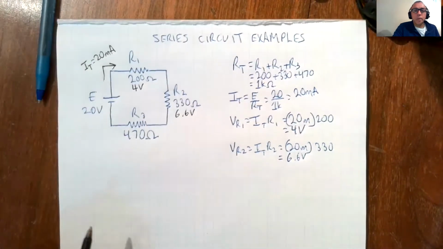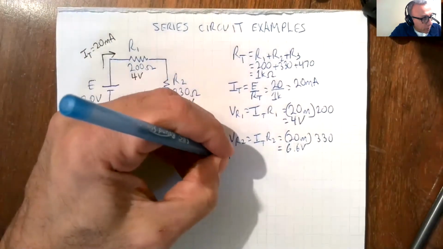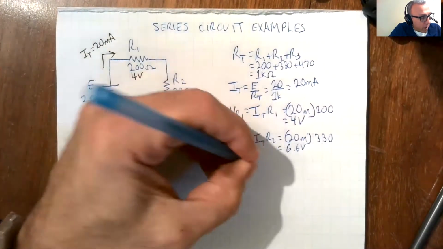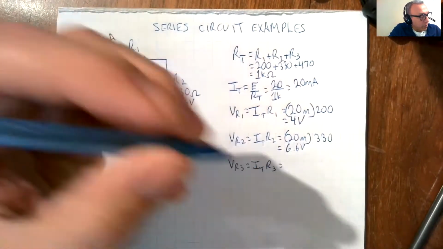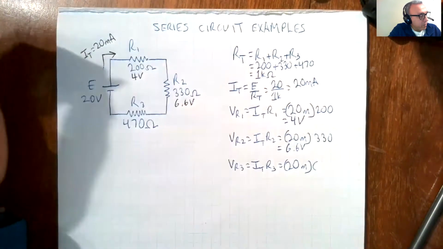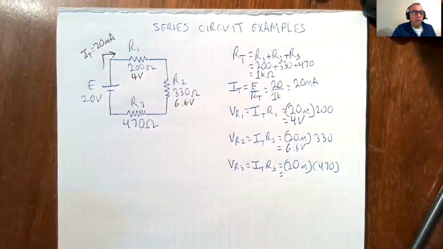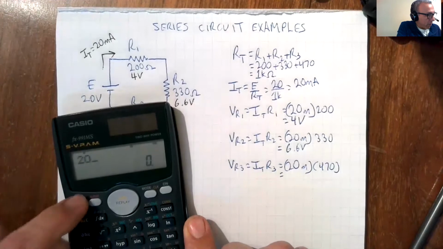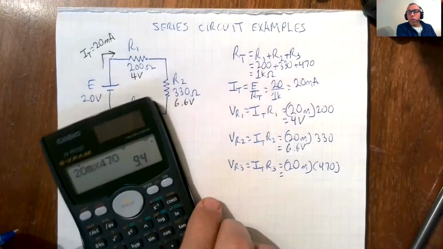All right. And then we have VR3, which is IT times R3. And that gives us 20 milli times 470 ohms, okay? Which is 9.4 volts.